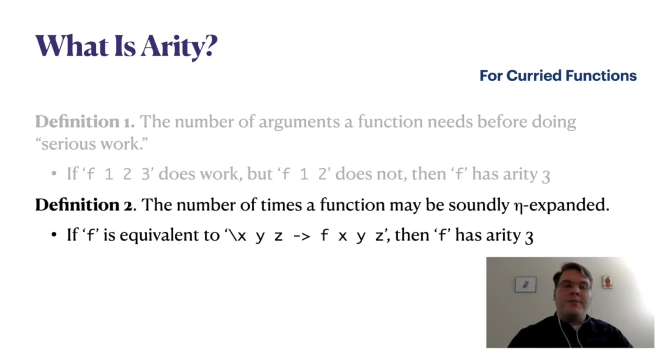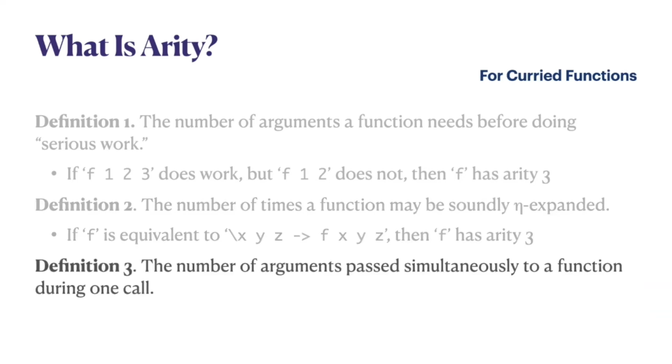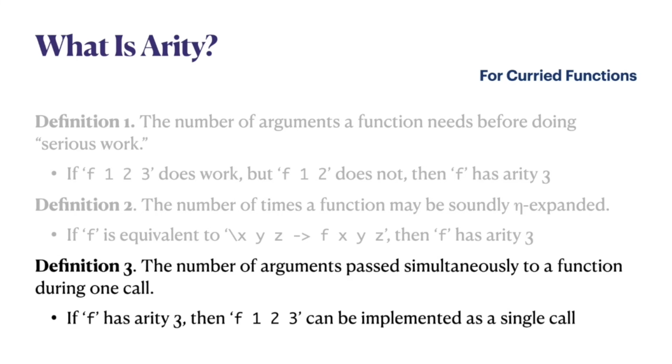Note that we need to be careful. Sometimes this eta expansion might not be sound, because it could change the behavior or the cost of a function. This is especially true in languages with effects, but even pure languages like Haskell care about efficiency, so we have to be careful there too. Third, in an operational sense, arity tells us the number of arguments that can be passed to a function simultaneously in a single call. For example, if f has arity 3, then f applied to 1, 2, and 3 can be compiled into a single function call, rather than a chain of 3 partial applications.